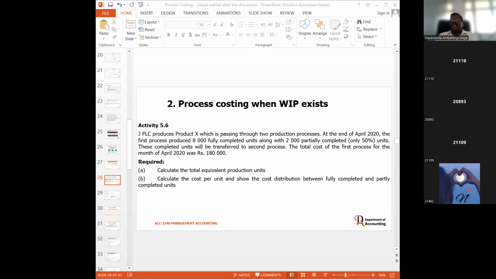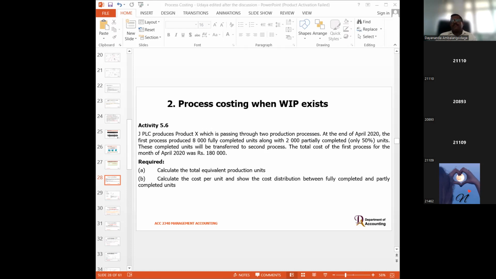Thereby cost per unit is 20 rupees. So if you want to value these units, now you can value the output as 20 rupees into 8,000 and 20 rupees into 1,000. That's how you calculate the total equivalent production units. Equivalent production units are this. That is the answer for the first part. And calculate the cost per unit and show the cost distribution between fully completed and partly completed.